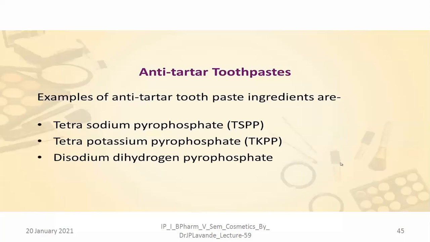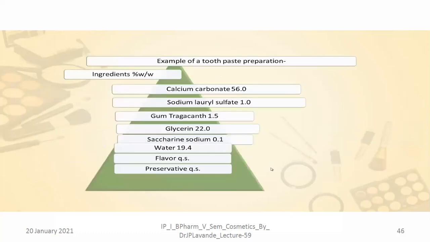Examples of anti-tartar toothpaste ingredients are tetrasodium pyrophosphate, TSPP, tetrapotassium pyrophosphate, TKPP, and disodium dihydrogen pyrophosphate. These are the anti-tartar agents included in toothpaste. As far as ingredients are concerned, this is an example formulation for a toothpaste, with ingredients in percentage weight by weight: calcium carbonate 56%, sodium lauryl sulfate 1%, gum tragacanth 1.5%, glycerin 22%, saccharin sodium 0.1%, water 19.4%, flavor in a quantity sufficient, and preservative in a quantity sufficient.